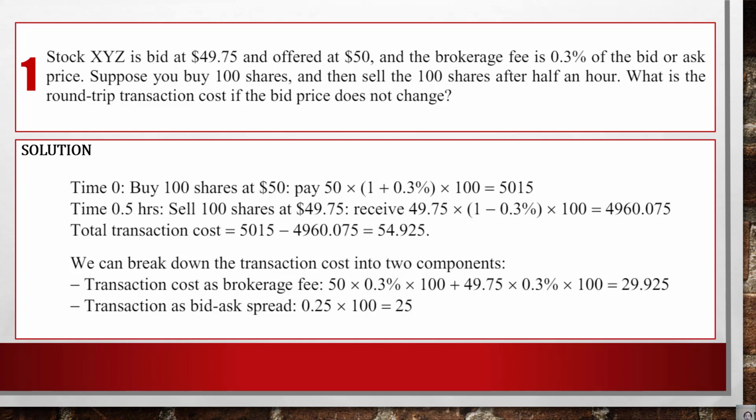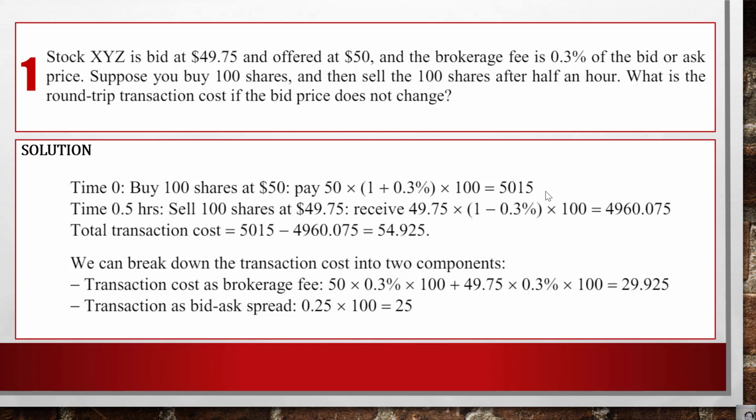This is a very easy problem. Here at time zero, you buy 100 shares at the price of $50 because they offer $50. So $50 is the price at time zero. You buy 100 shares, so you have to pay 50 times 100, and then times 1 plus 0.3%, because the broker fee is 0.3%. So the whole thing we have to times with 1 plus 0.3%. So at time 0 we pay 50 times 1 plus 0.3% times 100.